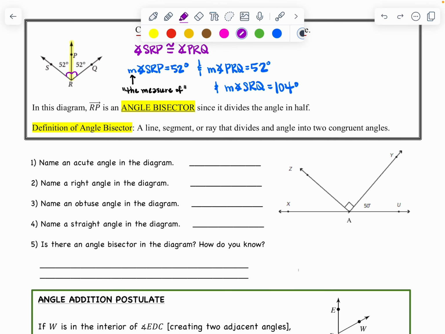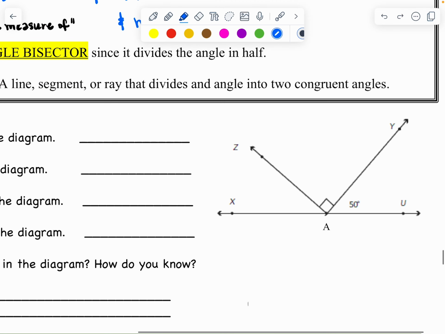All right, so really quick for some practice of just naming angles and finding proper ones, we're going to answer these questions. So name an acute angle in the diagram. Well, there are 2 of them. So you could either say angle XAZ, right, which would be this angle right here, clearly acute. And you don't have to name all of them. I'm just going to. And of course, angle YAU, right? Because he's 50 degrees, which is definitely less than 90.